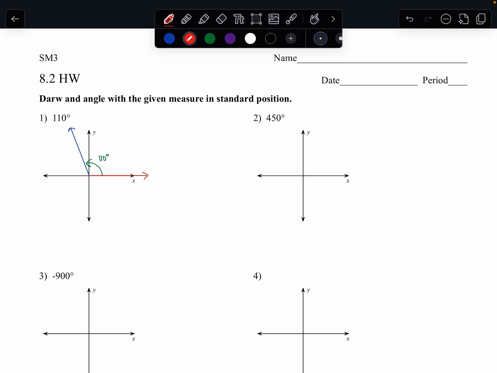For 450, we're going to have this as our stationary initial side. We have to at least go 360, so 450 minus 360 is 90 degrees. So that means we're rotating counterclockwise 360 degrees and then an additional 90 degrees. So I'm going to draw that going that far right there, and this right here is 450 degrees.